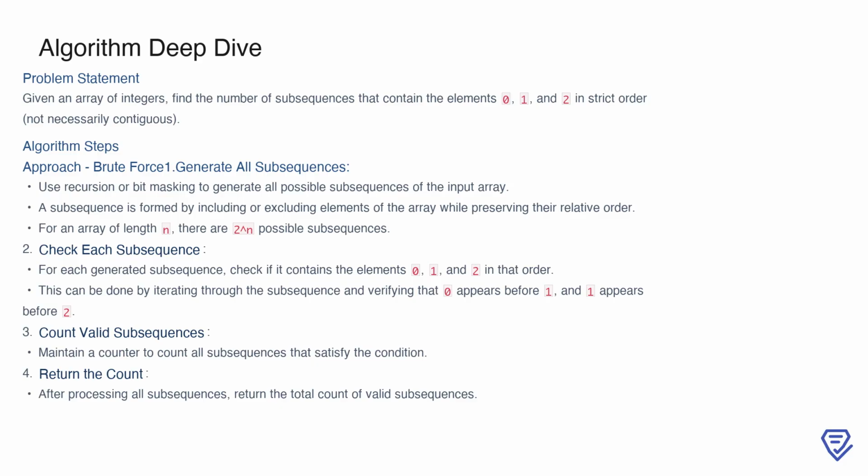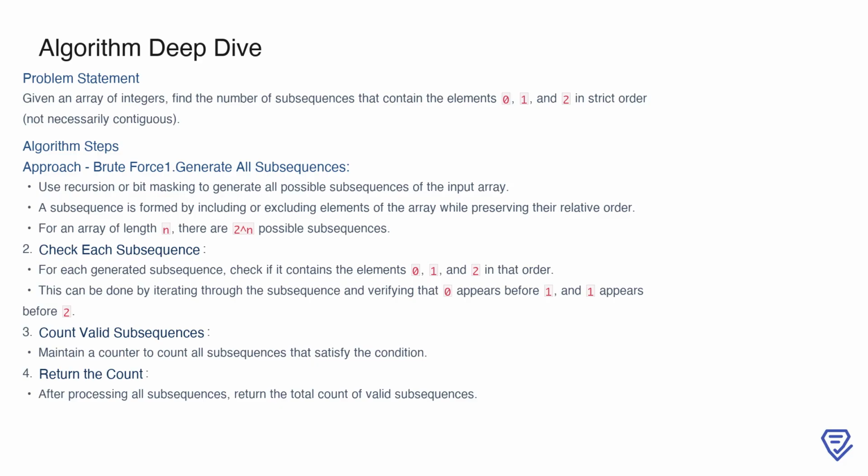A brute force approach involves generating all possible subsequences of the array using recursion or bit masking. For an array of length n, this would result in 2^n subsequences. Once all subsequences are generated, we need to check each one to see if it contains 0, 1, and 2 in the correct order. This can be done by iterating through each subsequence and ensuring that 0 appears before 1, and 1 appears before 2. We then keep a counter to track all subsequences that satisfy this condition. Finally, we return the total count of valid subsequences.